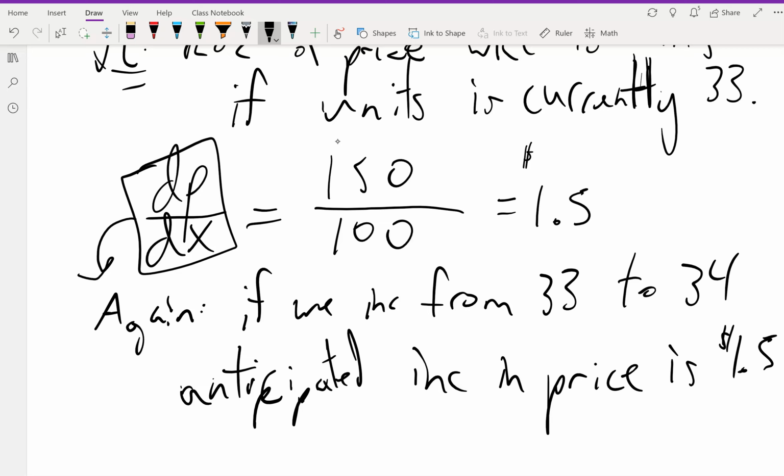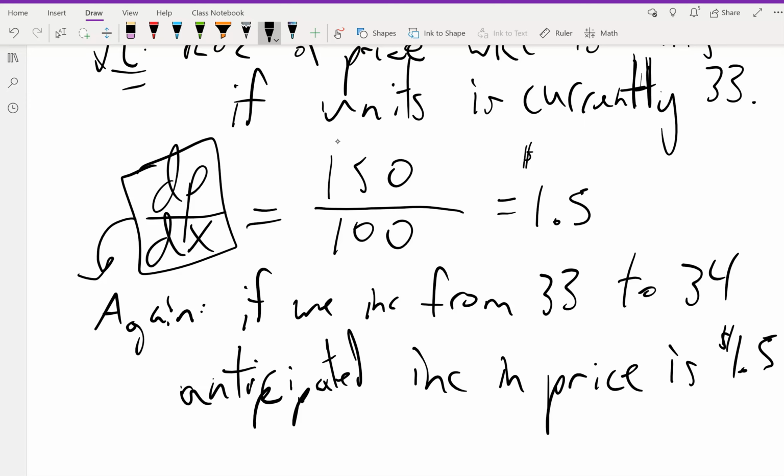That's exactly what you get when you look at the derivative, i.e. the marginal. We're looking at the rate of change. If x increases 1 unit, we're currently at 33 units of supply. If we go from 33 to 34, what is the anticipated increase in price? And that would be an anticipated increase of $1.50 per unit.